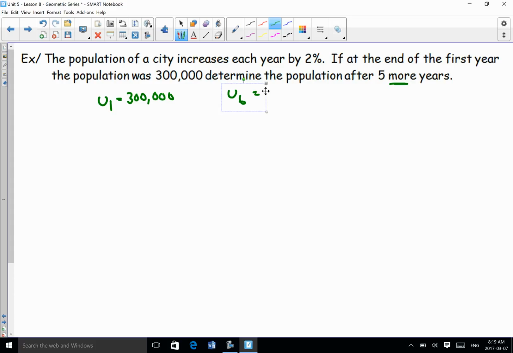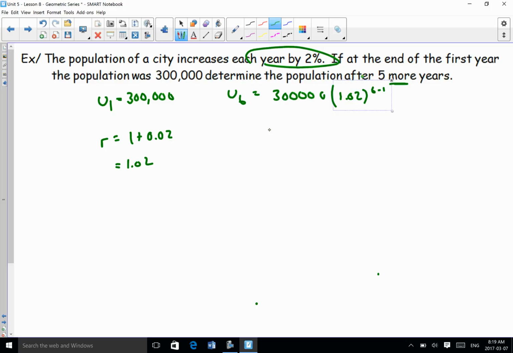Now the challenge there is 5 more years, right? Not just the 5th year. That would be u number 5. So to find u6, we're going to do 300,000. Our r value, if I want to increase by 2%, I got to take my 1 and add 2%. That's a decimal, it's 0.02. So there's my r value. And I want to do 6 minus 1. And so we can put that into our calculator, and we'll get 331,224 people.